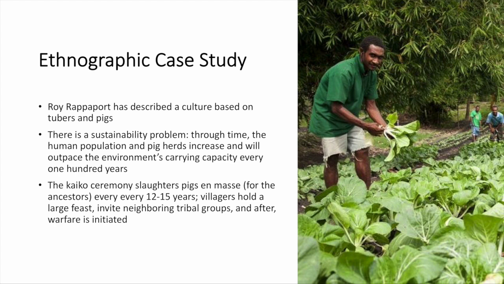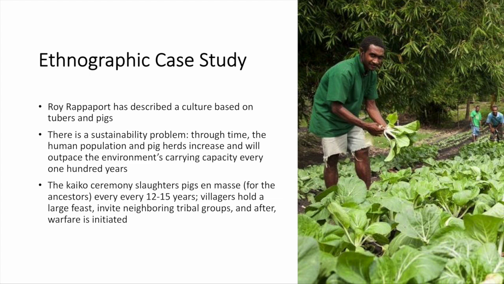Roy Rappaport described a horticultural culture, the Tsembaga, that was based primarily on the growth of tubers like sweet potatoes, yams, taro, and the development of pig husbandry. Rappaport describes a sustainability problem. Because of the increase of population and the productive nature of the economy, both the human population as well as the pig herds increase through time, and they begin to outpace the local carrying capacity of the environment. That is, what the environment can support in terms of providing resources to humans or to pigs, that it will outpace that every 100 years.